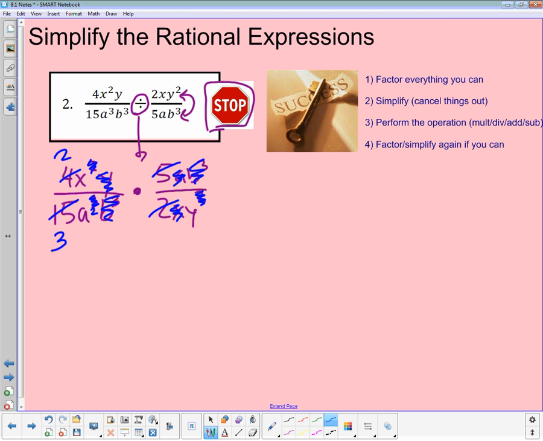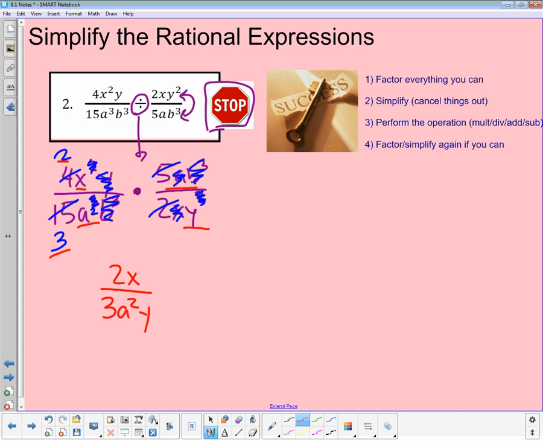Now, take a look at what you have left. It's really important that you write really neat on questions like this because there's going to be a lot of crossing out, a lot of Xing out. It's going to be hard to see things that are left over. So if I try to find what's left over, I've got a 2, I've got an X, and I canceled everything over there, so I just have 2X on top. On the bottom, I have a 3, I have an a squared, and I have a y. 3a squared y.